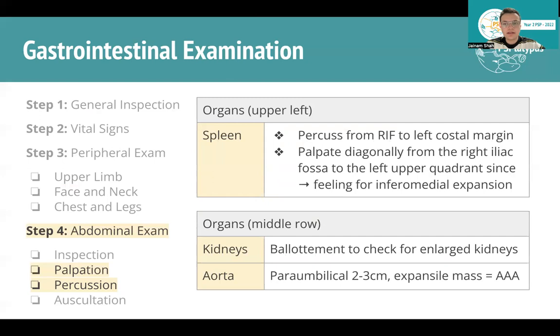And then when you're palpating, again, go diagonally from the right iliac fossa to the left upper quadrant. And the reason why is, as I said, you have inferomedial expansion rather than directly inferior expansion of the spleen.